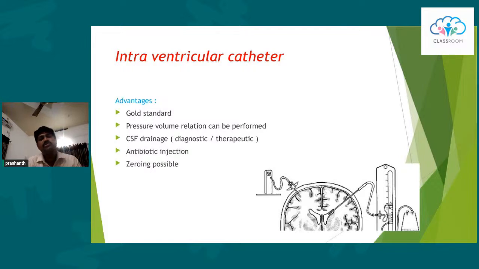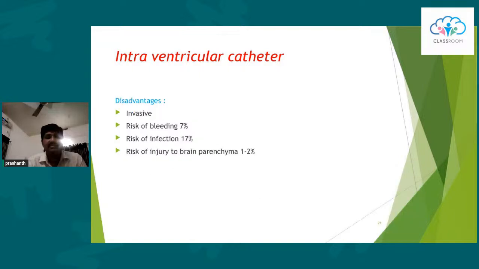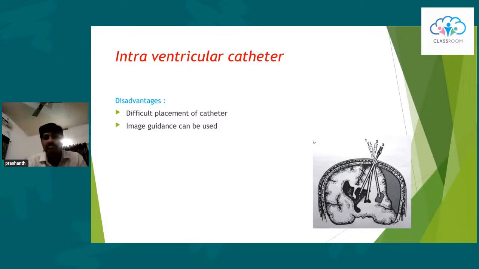The most important disadvantage is that it's highly invasive, with the risk of bleeding and infection. And of course, when you pass a catheter in a trauma patient, there's always the risk of injury to the brain parenchyma and hematoma. And sometimes, particularly when the brain is distorted or the ventricle size is small, it is difficult to place the catheter, and you may need image guidance to place it.